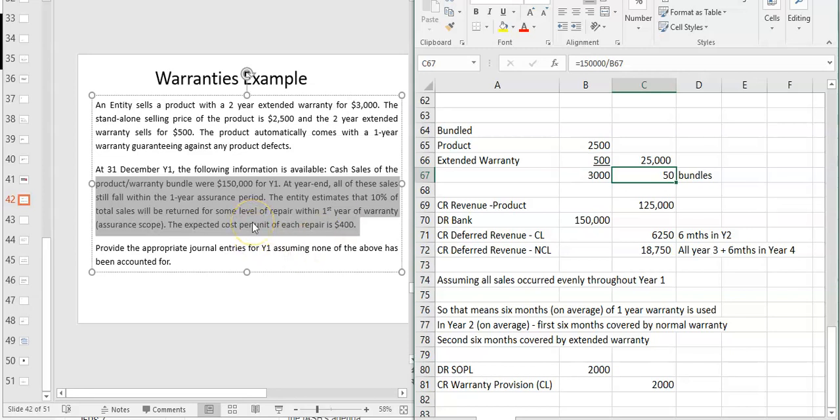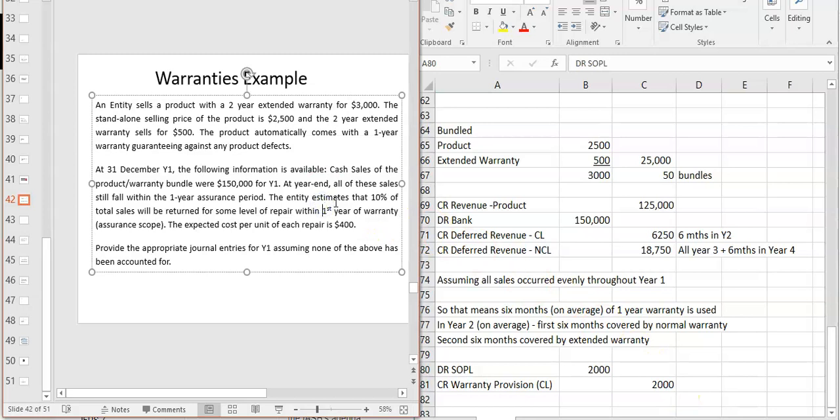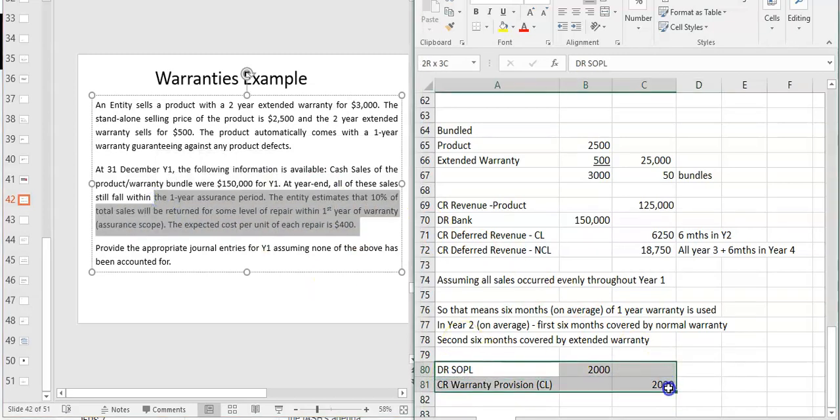When you have an assurance type warranty, it's accounted for under IAS 37. You have a present obligation from a past event. You made the sale, you offered the warranty. It's probable, because again, you expect 10% to come back, and you can reliably estimate it. So that would fall under IAS 37.